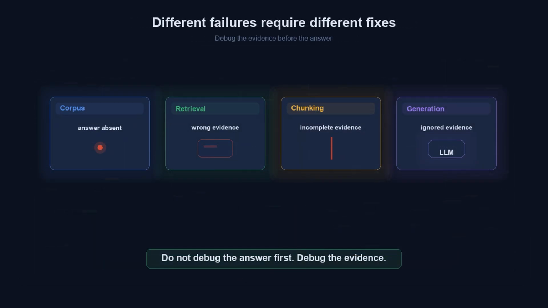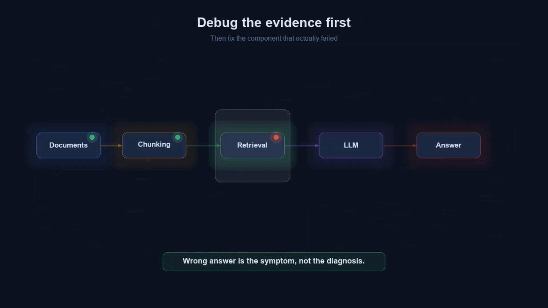If the right evidence was never retrieved, the LLM is not the main problem. If the evidence was retrieved but incomplete, chunking may be the problem. If the evidence was retrieved correctly but the model ignored it, then prompting or model behavior may be the problem. Separating these cases prevents bad debugging. Otherwise, we end up improving the part of the system that did not fail.